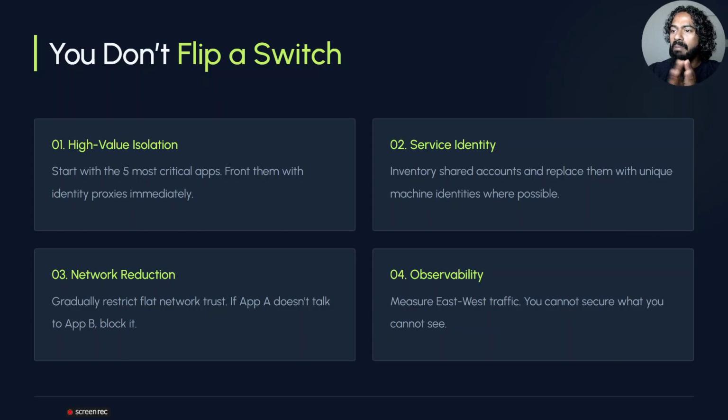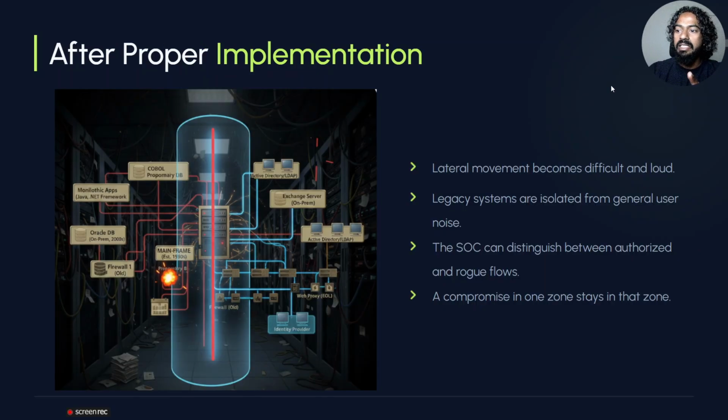I don't say it's a big bang project, but when it is done properly, here's what changes. Lateral movement drops, legacy systems become isolated. The SOC finally sees all the internal activities. Compromises have a smaller blast radius, I'll say. And zero trust becomes operational, not just theoretical. Security stops being perimeter based, which used to be the case in our legacy systems, and starts becoming identity driven.